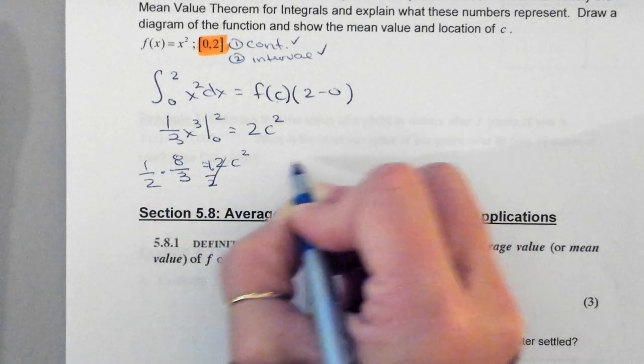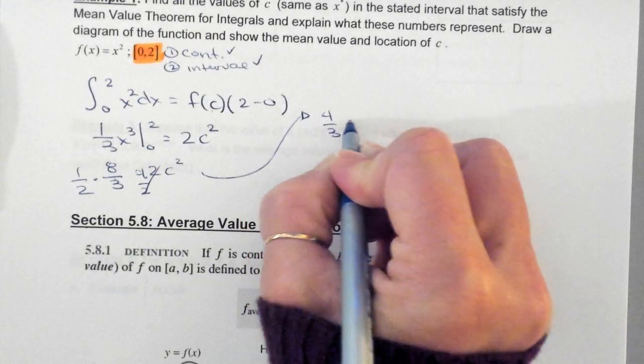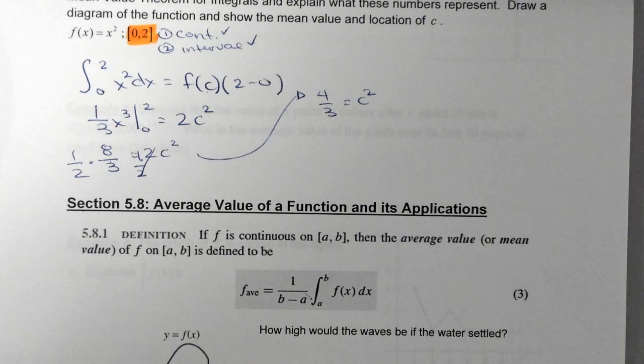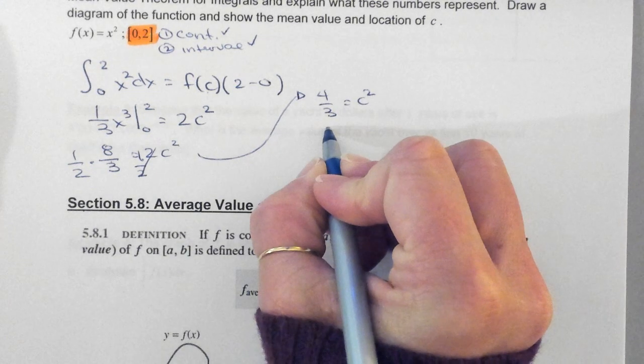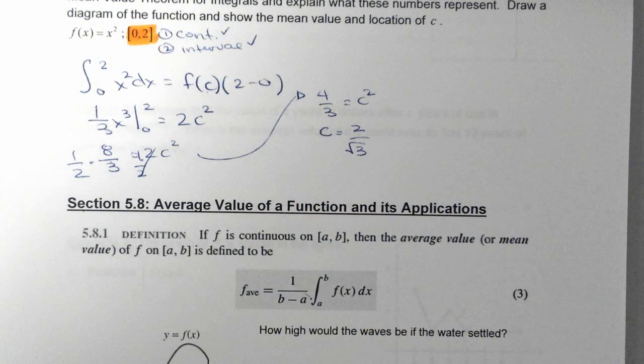So this is what, I'm going to go up here. 4/3 is equal to c squared. Okay, now what? So I'm taking the square root. C is equal to 2 over the square root of 3. Is that it?